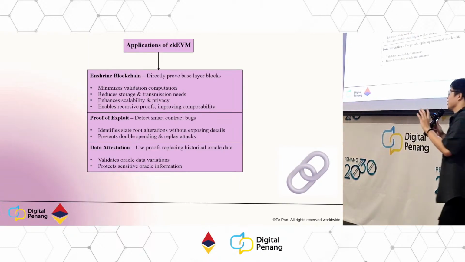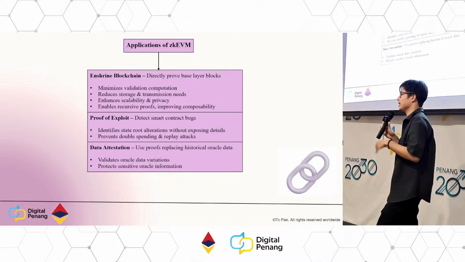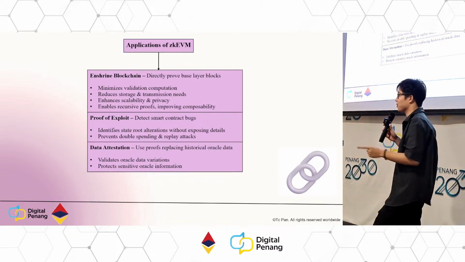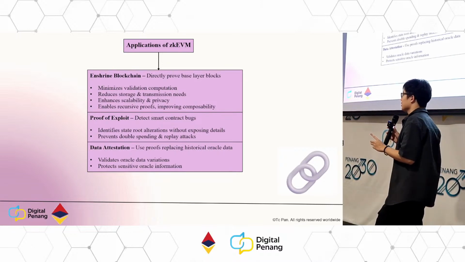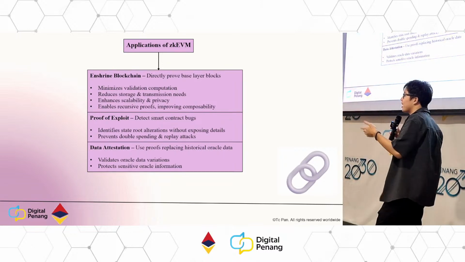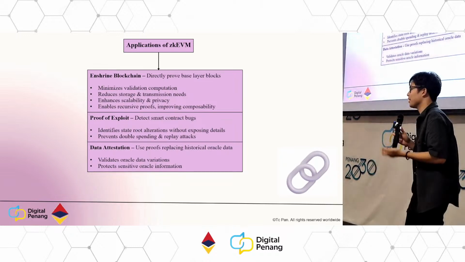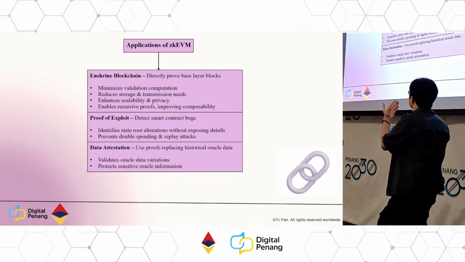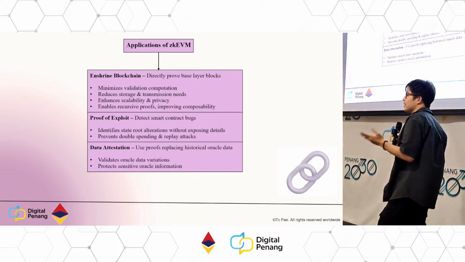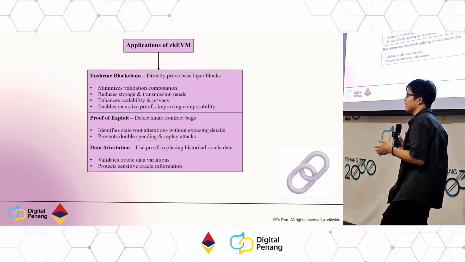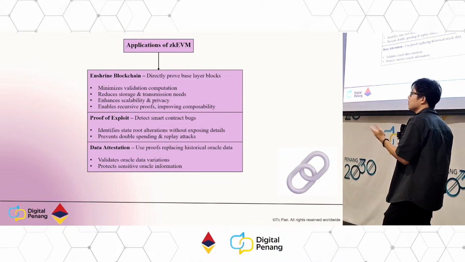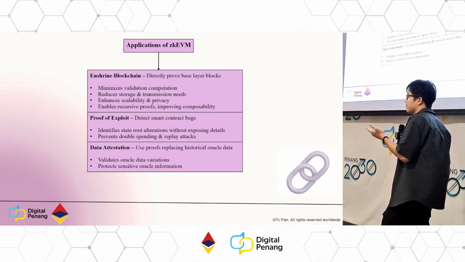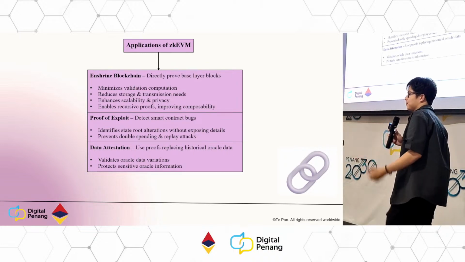So moving on to the last part, which is the application of ZK-EVM itself. The first thing, which is the most important one, is that ZK-EVM actually enshrines the blockchain itself. It minimizes the validation computation, and it reduces the storage and transmission needs. And this in turn also enhances the scalability and privacy, because users are also able to prove information without revealing it. This actually helps protect privacy.